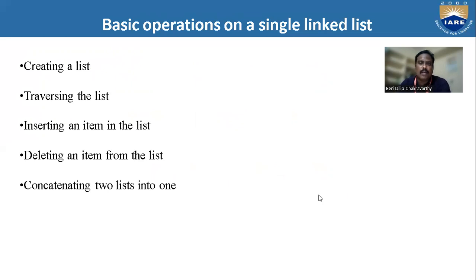What are the basic operations that are performed on a single linked list? As I said, the definition of data structure itself is the way of organizing the data. We have seen how we are going to place the data.